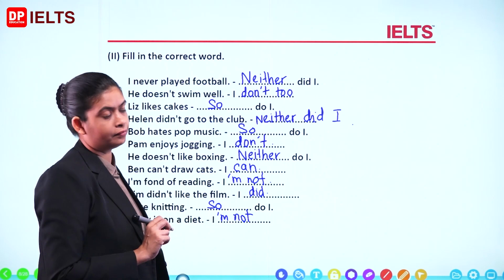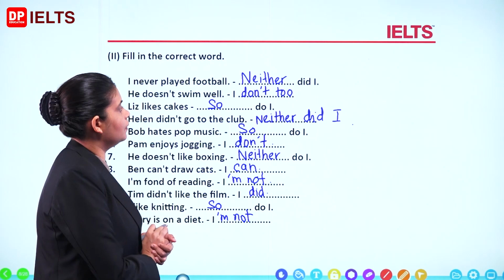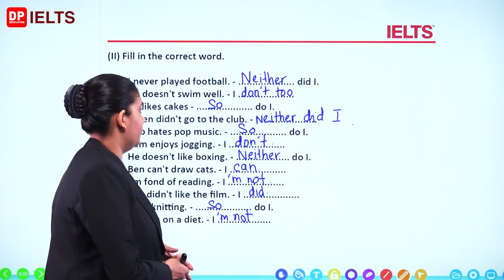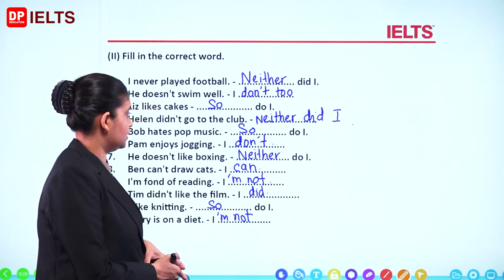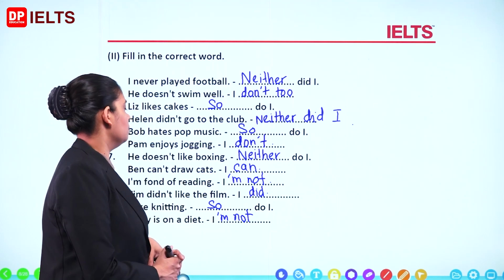There we are. You can fill these in with various forms, but these are the most likely answers, right? I never played football, neither did I. He doesn't swim well, I don't too. Liz likes cakes, so do I. Helen didn't go to the club, neither did I. Bob hates pop music, so do I.